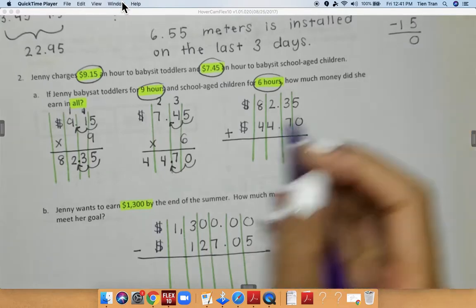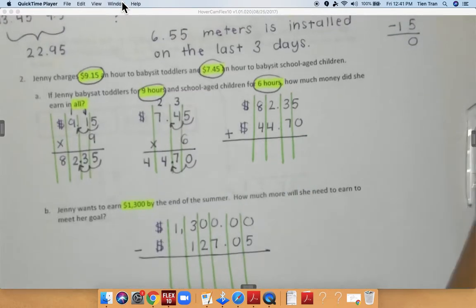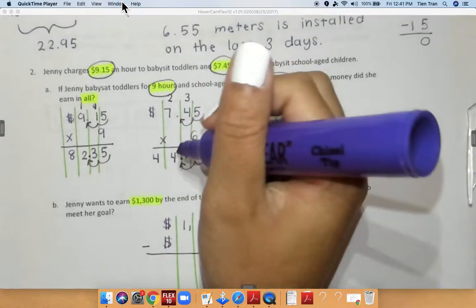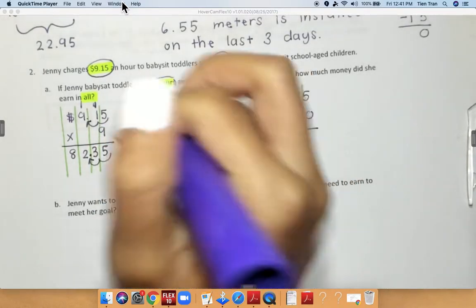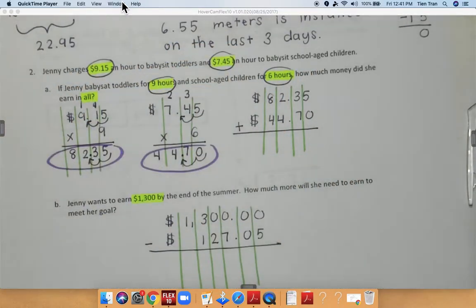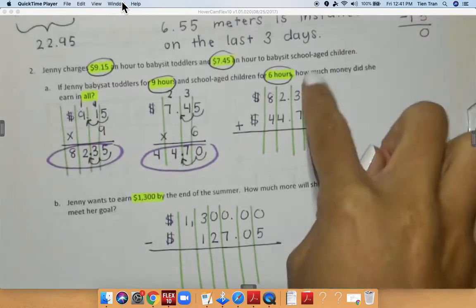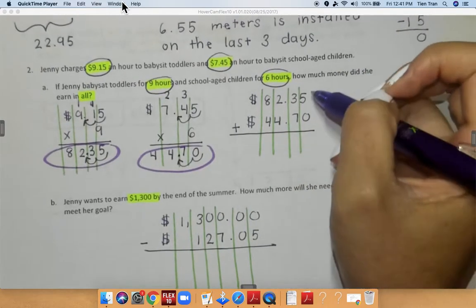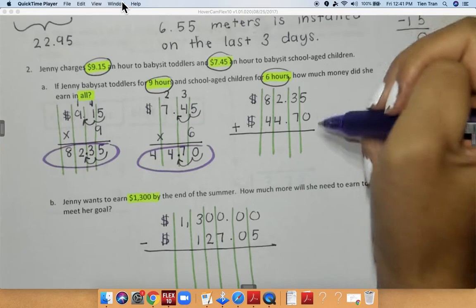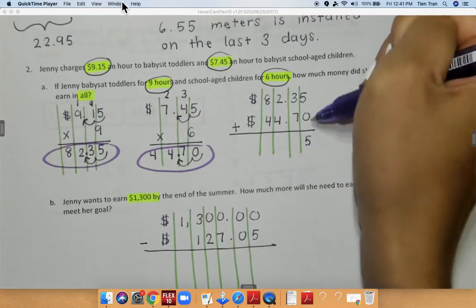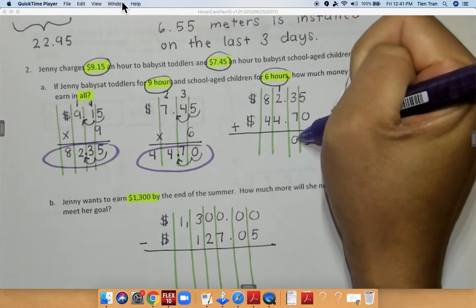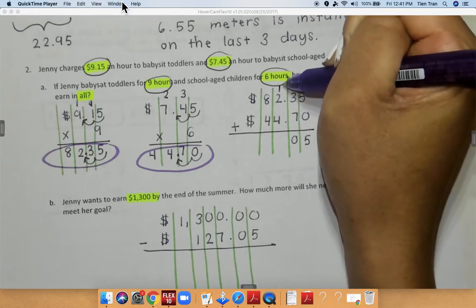Now, I'm going to add those numbers together. So I am taking this number right here, 44.70 and $82.35. I'm adding that together in order to find out how much money did she earn in all. So 5 plus 0 is equal to 5. 7 plus 3 is equal to 10. 4 plus 2 is equal to 6.